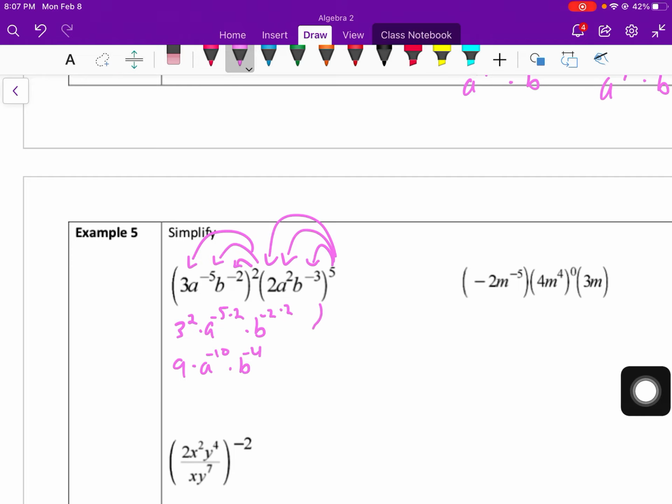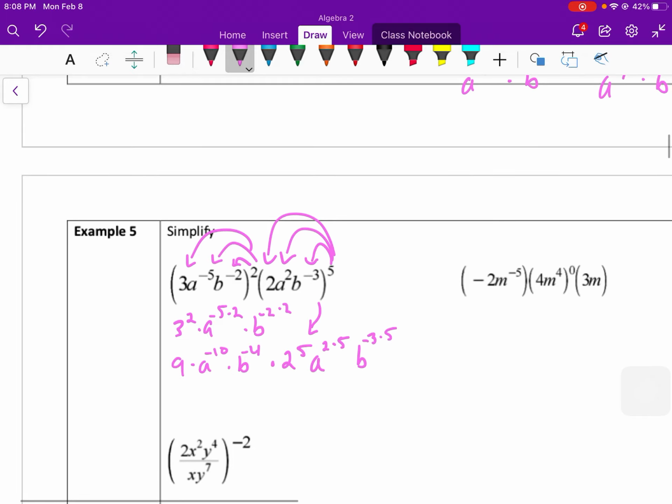Now I'm going to bring this second part down and write it right here. So then we have times 2 to the 5th, and then a squared times 5, and then b to the negative 3 times 5.